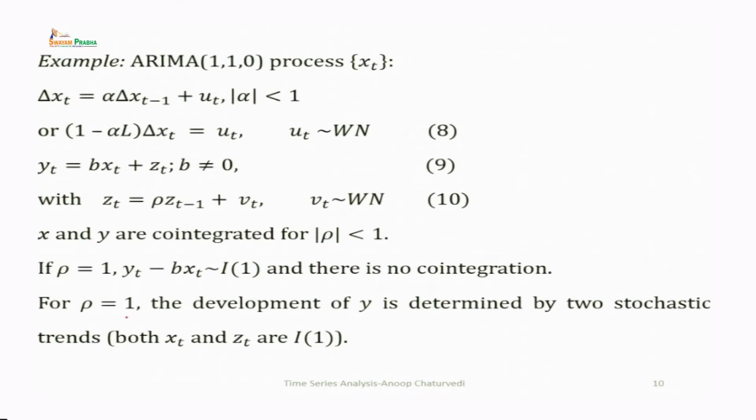Now, for rho equal to 1, the development of y is determined by two stochastic trends. X t is involved here, X t is an I(1) process, then Z t is also involved here, which follows an I(1) process. So, the development of y is determined by two stochastic trends.